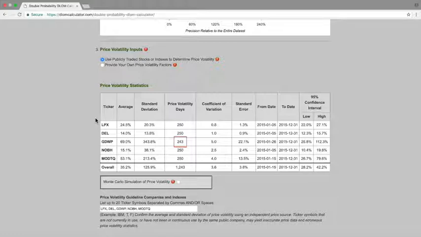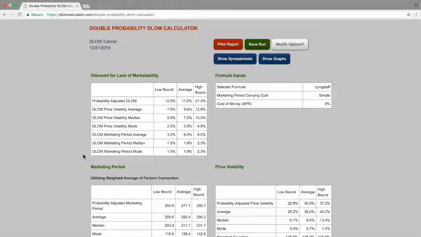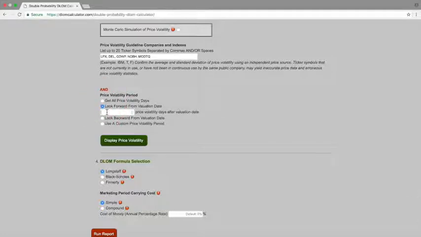Note that only 243 trading days of data is available for stock GDWP. Now, clicking the Run Report button tells us that the average probability-adjusted DLOM is 17.0% instead of the previous 22.1%. Selecting the Look Forward radio button utilizes the price data for a specified period starting with the valuation date.